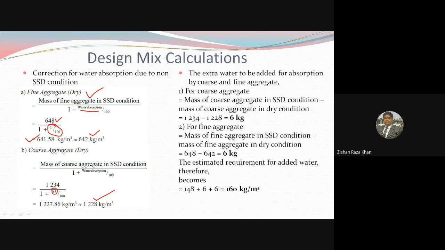Okay. Now these values are reduced, so rest water should be increased. So earlier coarse aggregate is 1234 kg and now it is 1228. So 6 kg of weight is reduced, taken up by the water, and here earlier weight is 648 kg, now it is 642. So 6 kg of water is taken by the fine aggregate. Total 12 kg of water must be increased in suggested water. So water will be 160 kg per meter cube. Okay.